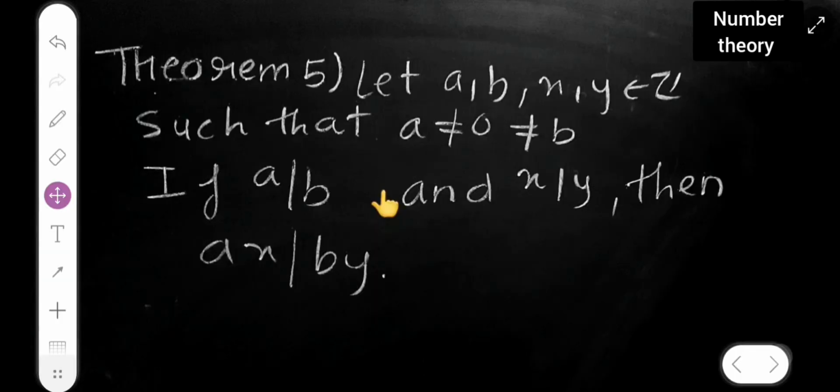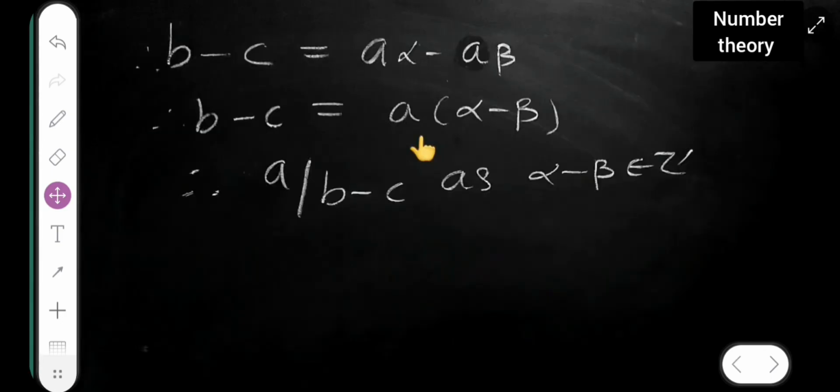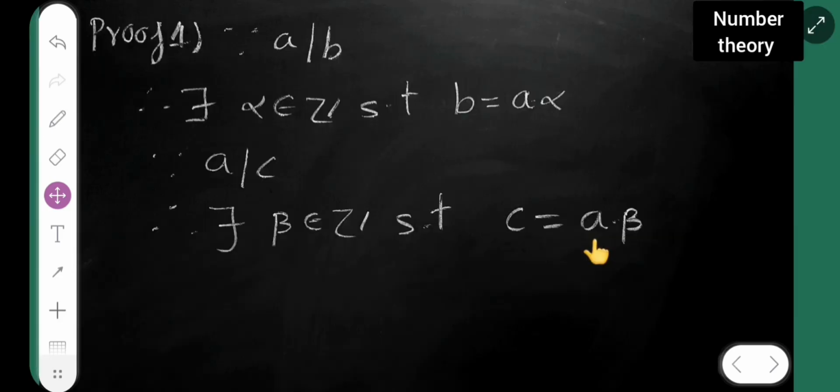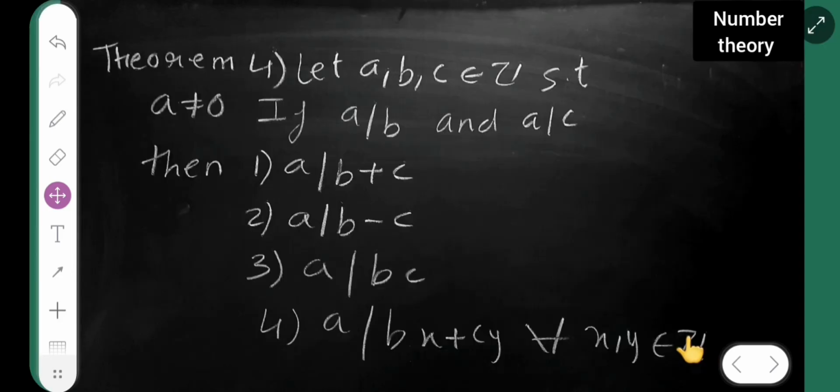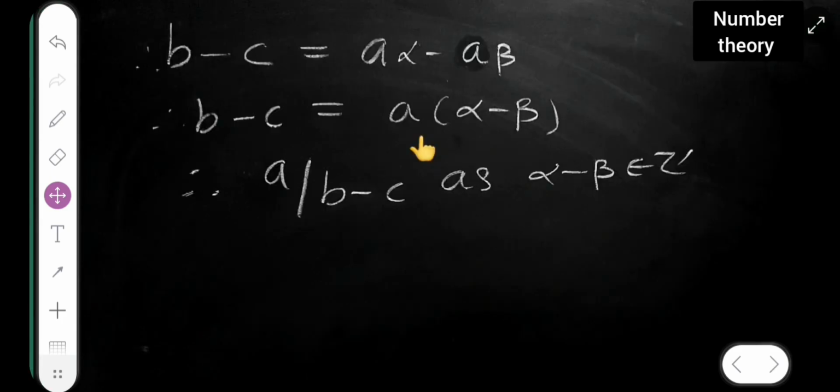Next let me do one more theorem, that is theorem number 5. With this we are done with all the four. First one, second one, all this we have proved. So I have proved all these, first one, second one, third one and fourth one. Now theorem 5. Let me see.